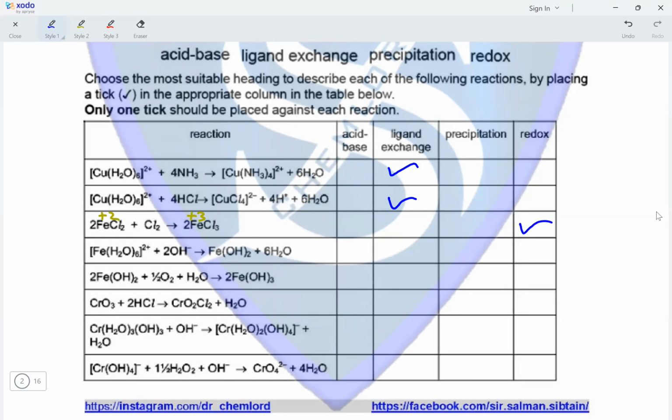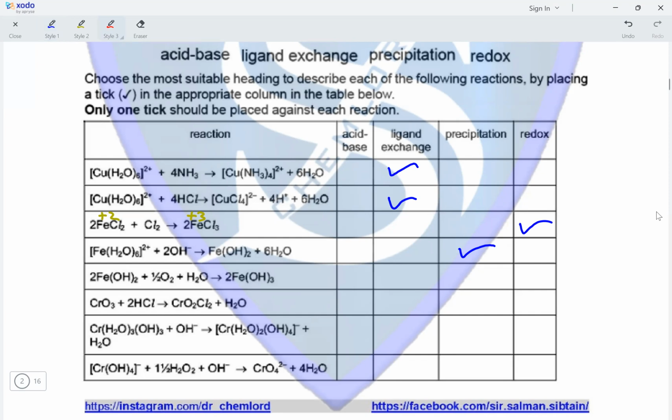Next, Fe(H2O)6 2+ reacting with 2 OH negative ions. We've got Fe(OH)2 forming. Now, iron hydroxide, whether it is iron 2 hydroxide or iron 3 hydroxide, is a precipitate. So, this is an example of a precipitation reaction. And here, since there are 2 hydroxide ions bonded to iron, it is an iron 2 hydroxide, which would be green in color. However, since a base is also involved here, because the OH negative ions are reacting with the soluble iron in the reactant, we can also call this an acid base reaction.